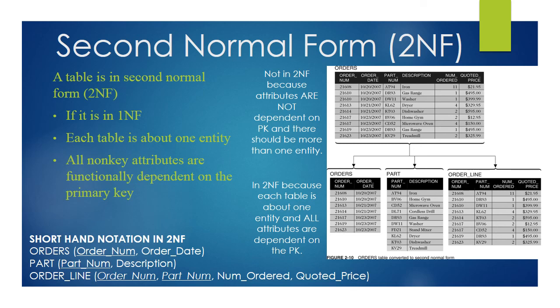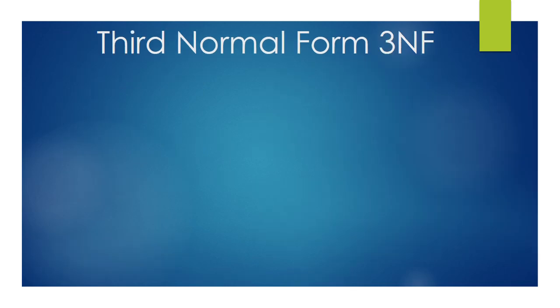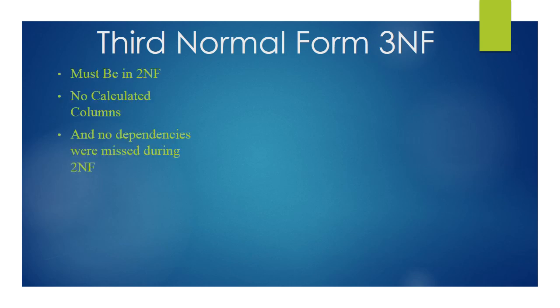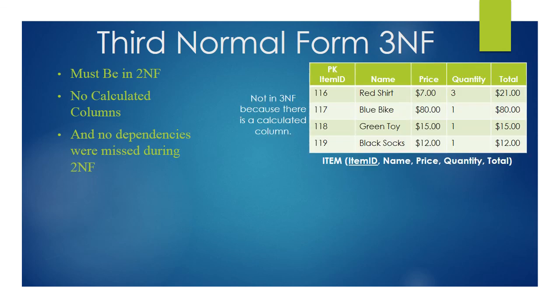Now let's move on to third normal form. For third normal form, the table must be in second normal form with no dependencies that were missed and have no calculated columns. This is an example with a calculated column.